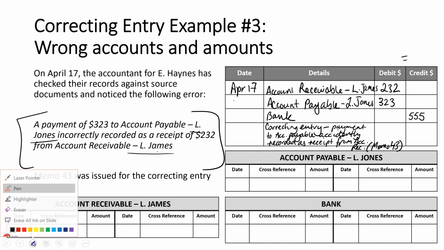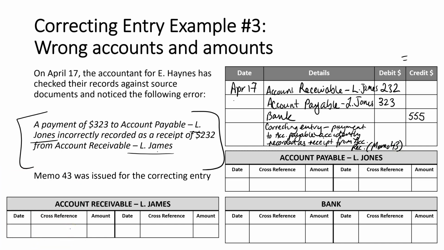So when we look at how we would record this in our general ledger, so first of all, if we go to the account receivable account, we would need to record on April 17, $232 on the debit side. And where's that going? It's going to bank. On the account payable, we would need to record on April 17, $323. And once again, its cross-reference or friend is bank.